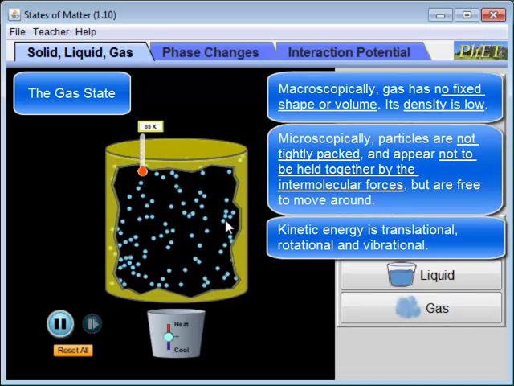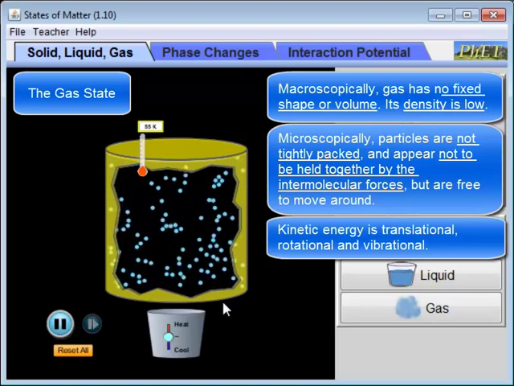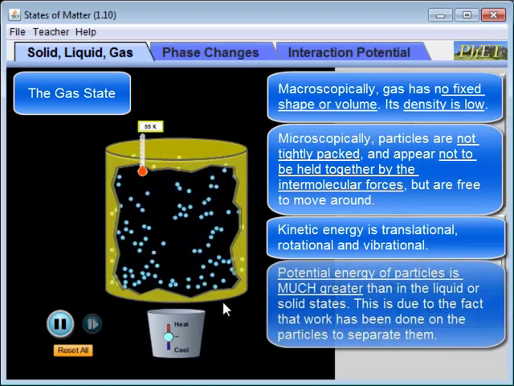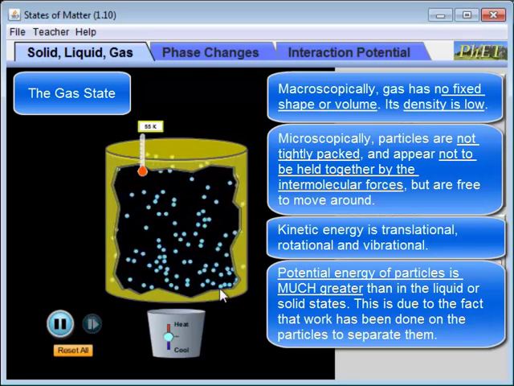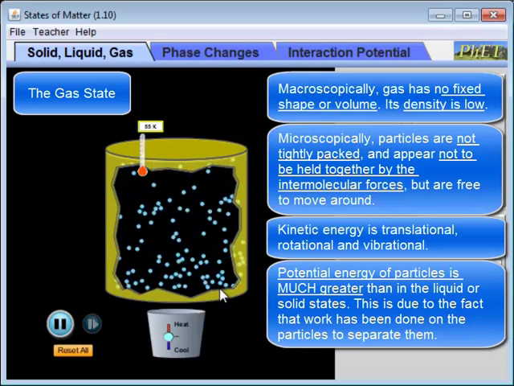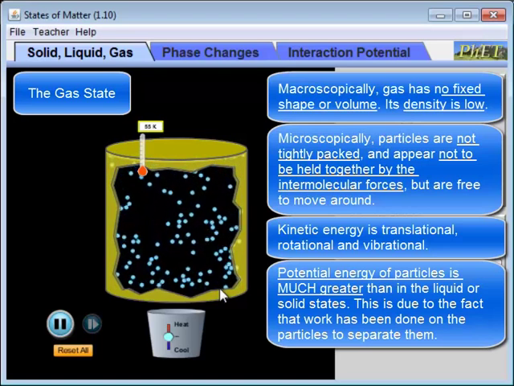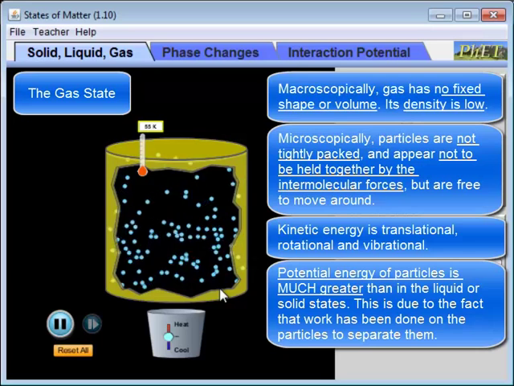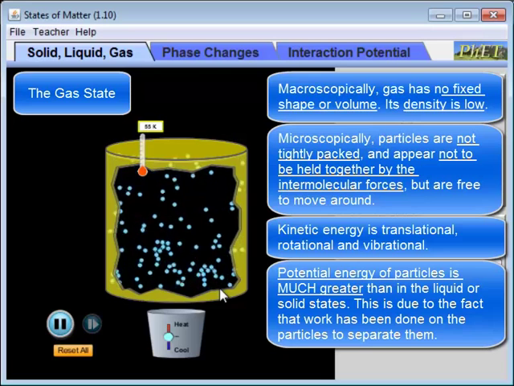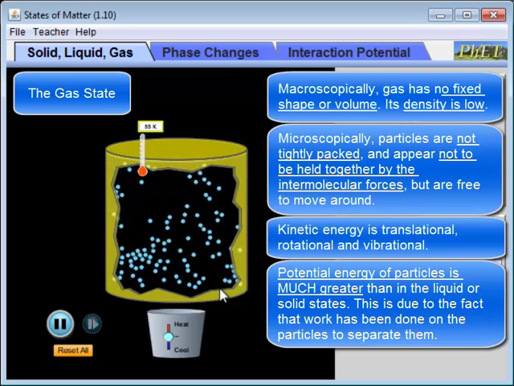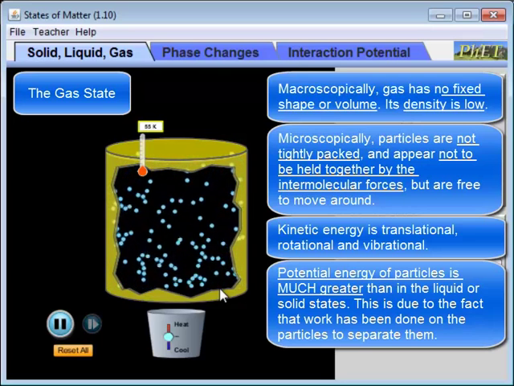The last point to make is that the potential energy in the gas state is much higher than in the liquid or solid states. And that's due to the fact that the particles have been moved much further apart than they were when they were in the liquid, which means that we had to do work on the particles to pull them apart, because there was that attractive intermolecular force that was holding the particles together when they were in the liquid state. And so in the gas state, the potential energy of the particles is much higher.